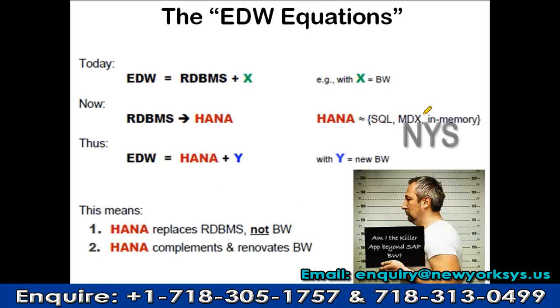With that, when you talk about the enterprise data warehouse equations, enterprise data warehouse equals your traditional database plus X, where X equals BW. Now, it's no more the traditional database; we are going to replace the traditional database with HANA. When you say enterprise data warehouse, you have HANA plus Y, where Y equals new BW. HANA replaces your traditional database management system, but not your data warehouse environment. And always remember, HANA complements and renovates the BW system always.